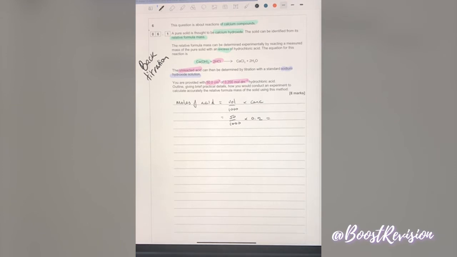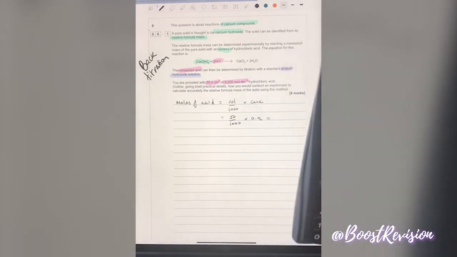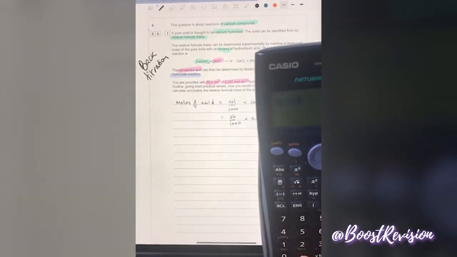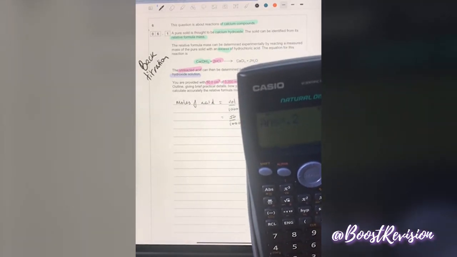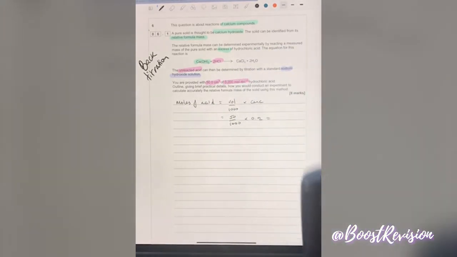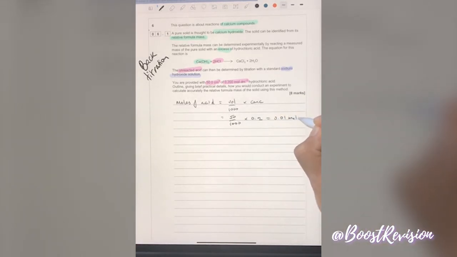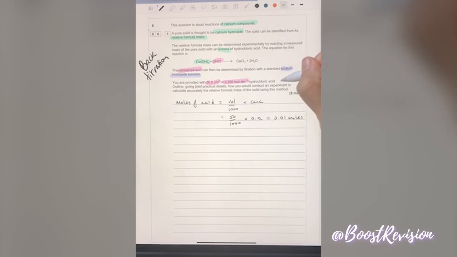Okay, so I'm just going to do that on my calculator. So 50 divided by 1,000 times 0.2 is 0.01. Okay, so this is how many moles of acid that we have to work with.